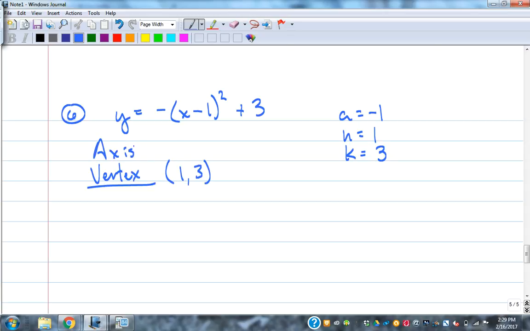And it also tells us our axis of symmetry, which is what? X equals 1 or 3? 1. The x value of the vertex and the axis of symmetry are the same. Okay? And y'all told me that it opens which way? Down, which means the vertex is a what? A maximum, right?